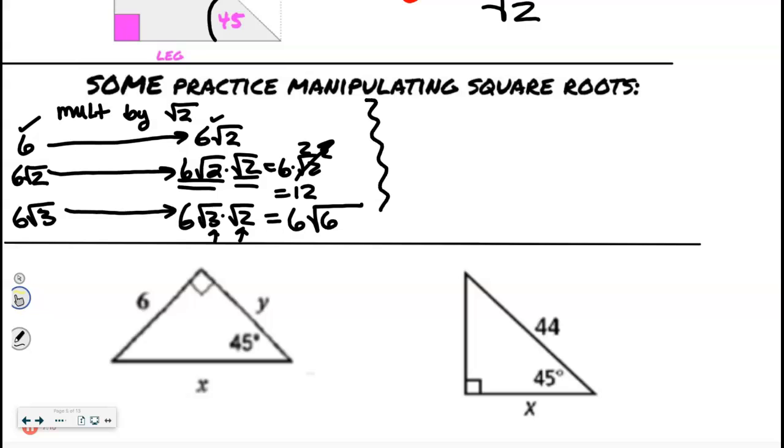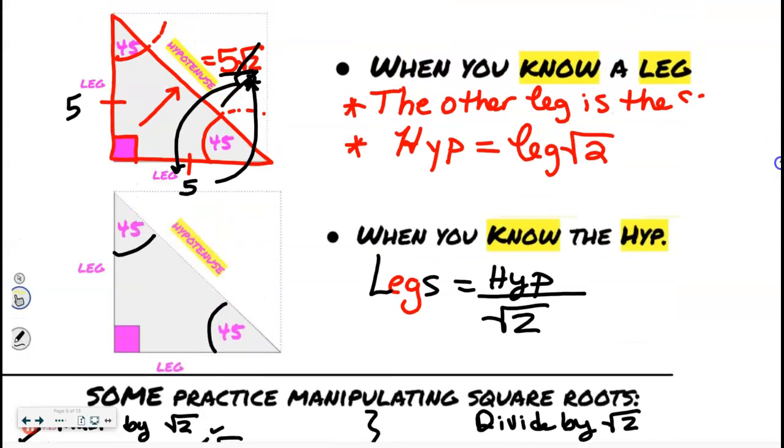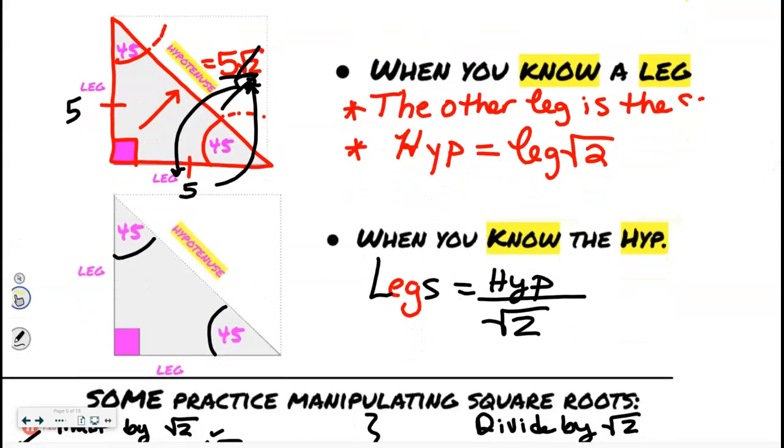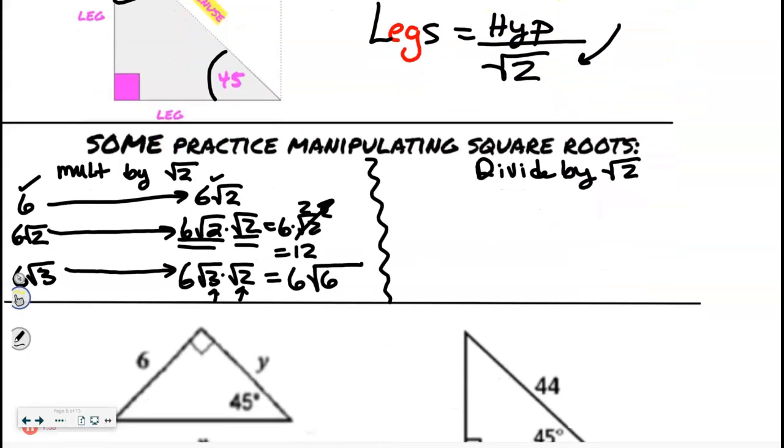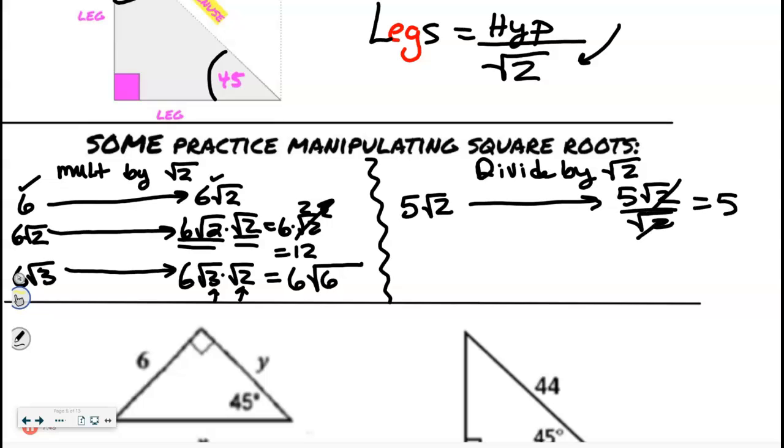How do we divide by root 2? So my next one is going to have the directive of divide by the square root of 2. Because to find missing parts on these 45s, the hardest math you have to do is either multiply something by root 2 or divide it by root 2. All right, so if my original side was, say, 5 times the square root of 2, when I divide it by root 2, they cancel and I just get a 5.